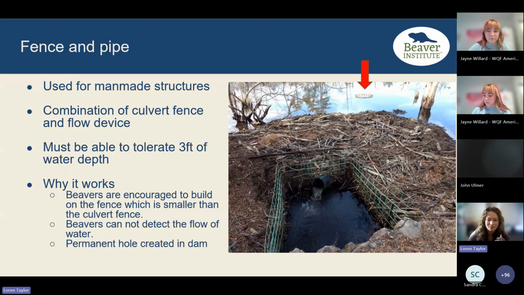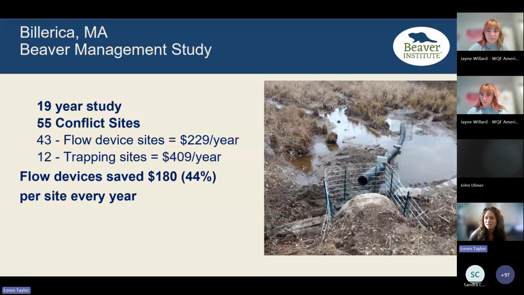But we actually don't care if the beavers build on the fence. And as you can see, this particular system has been in place for a very long time, and beavers have built a significant dam around this fence that's protecting the culvert. And you can see very clearly that this device is still very successful. So for the same reasons, beavers cannot detect the flow of water, and we have a permanent hole in the dam, and that is why this is successful.